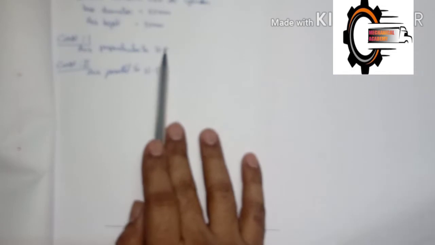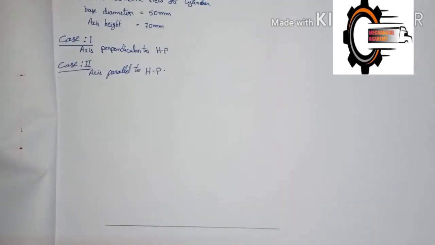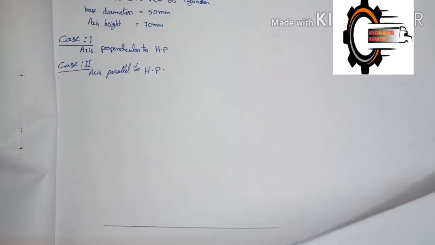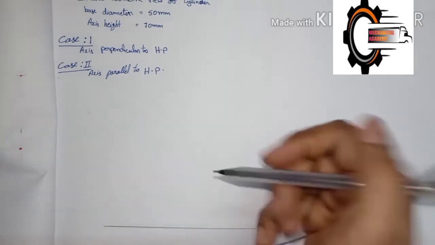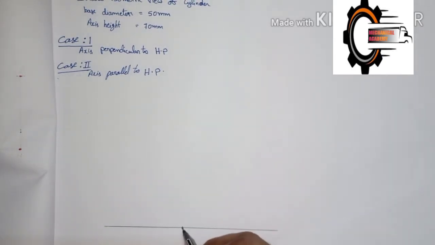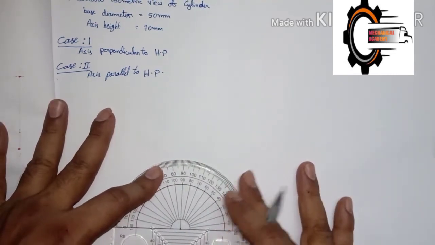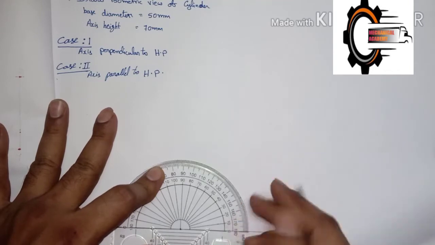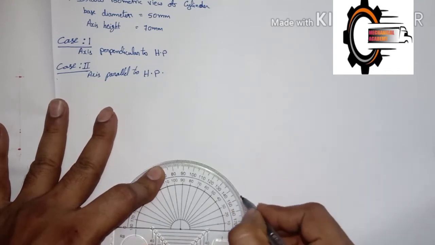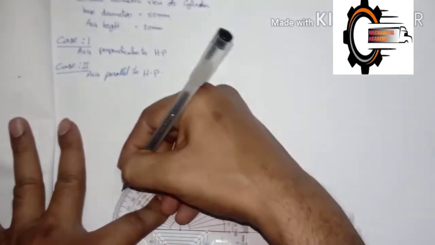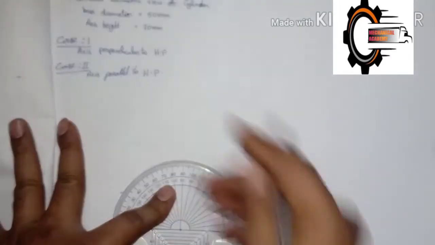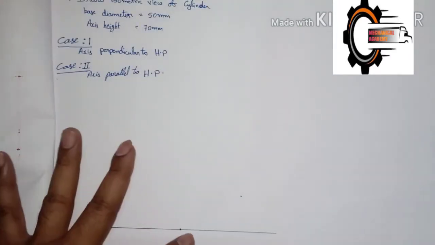Next, the axis is perpendicular to the HP, so the base is on the HP, that is, we have to consider the X and Z axes. For that, we have to take 30 degree lines. First of all, I mark a point here. So this is the point. Next we have to take 30 degree lines, 1 and 2.